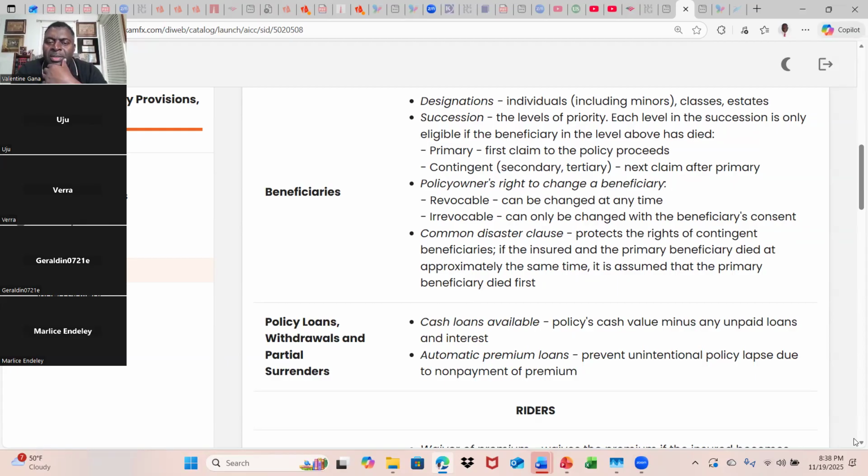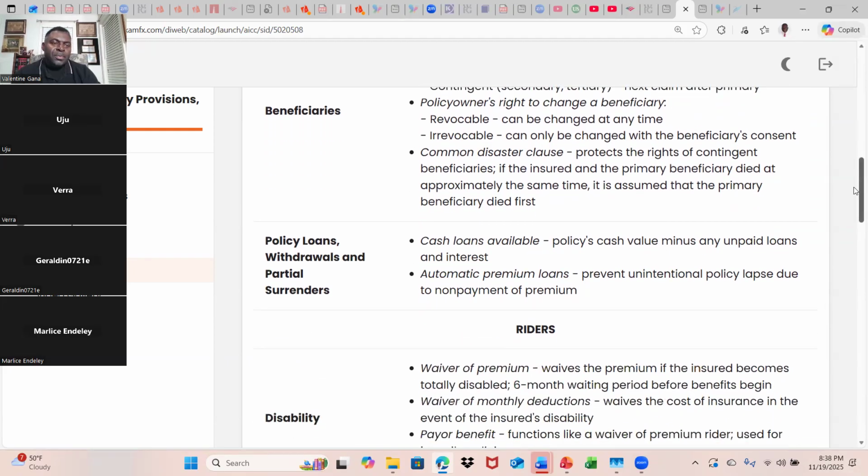Policy owner rights: they have a right to change the beneficiary. When you name a beneficiary to a policy, that beneficiary can be either a revocable or an irrevocable beneficiary. Revocable just means you assign a beneficiary and you can change it.